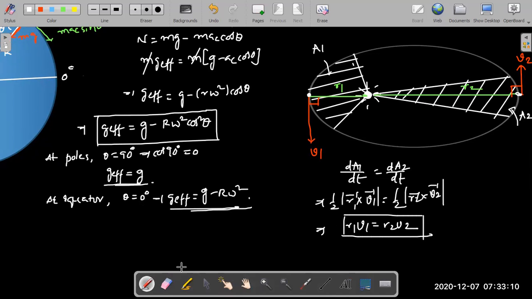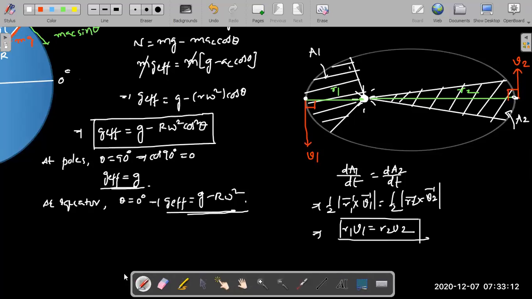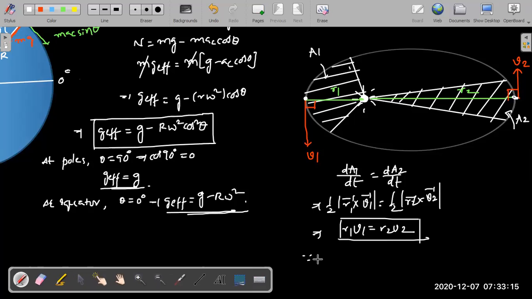From this relation, since r2 is greater than r1, this implies v1 is greater than v2. Understood? That means when it is very close, it will travel faster. When it is very far, as it is moving away, it will travel at a slower rate. In fact, that's what we can see from the length of the arrows. The vector v1 is larger, whereas v2 is short. Is that okay?